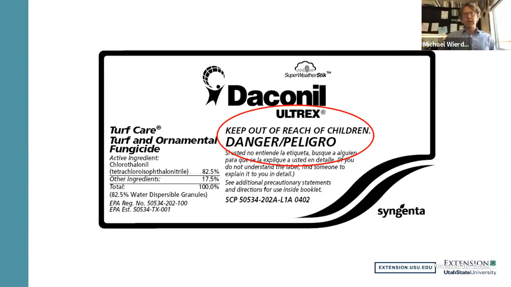Make certain to read the precautionary statements when a pesticide product has the danger peligro signal word. The precautionary statements provide additional information to the user about the hazards of the pesticide, such as severe eye damage or skin irritation.